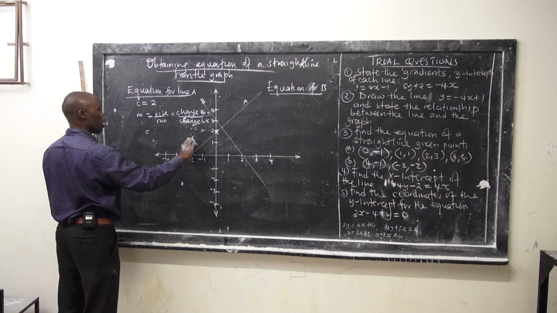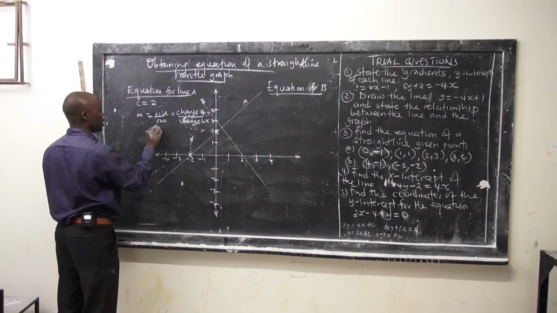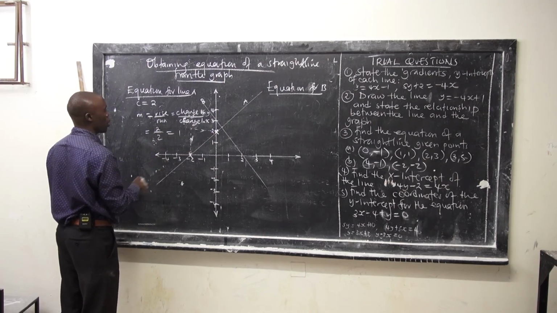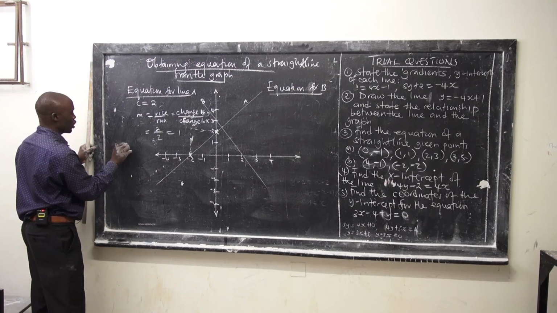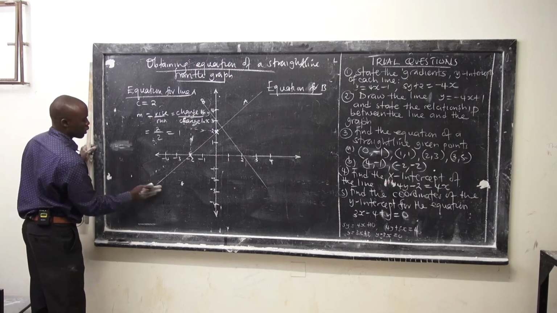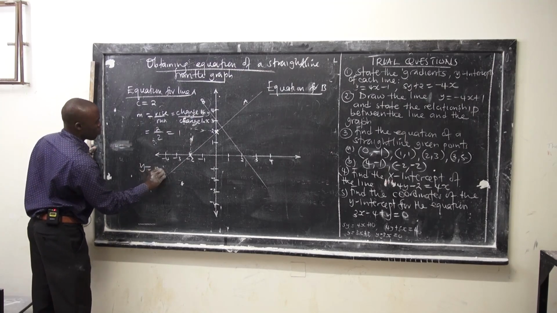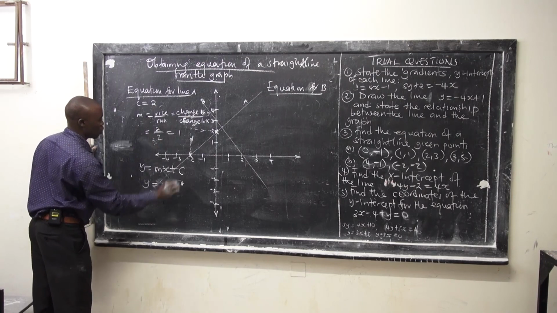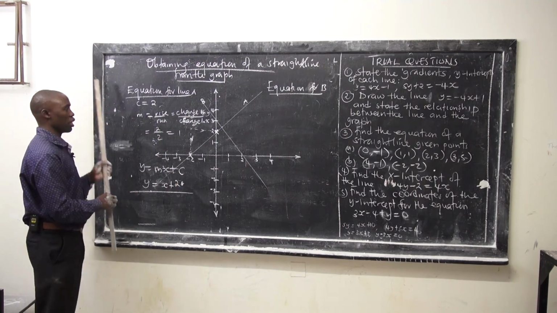You can count here 1, 2 from this axis, 2 units divided by 2 units across, so the gradient is 1. So by using this equation, you can arrive at y is equal to mx plus c. Our m is 1, so you should have x plus c, which c is 2. So this is the equation for that case.